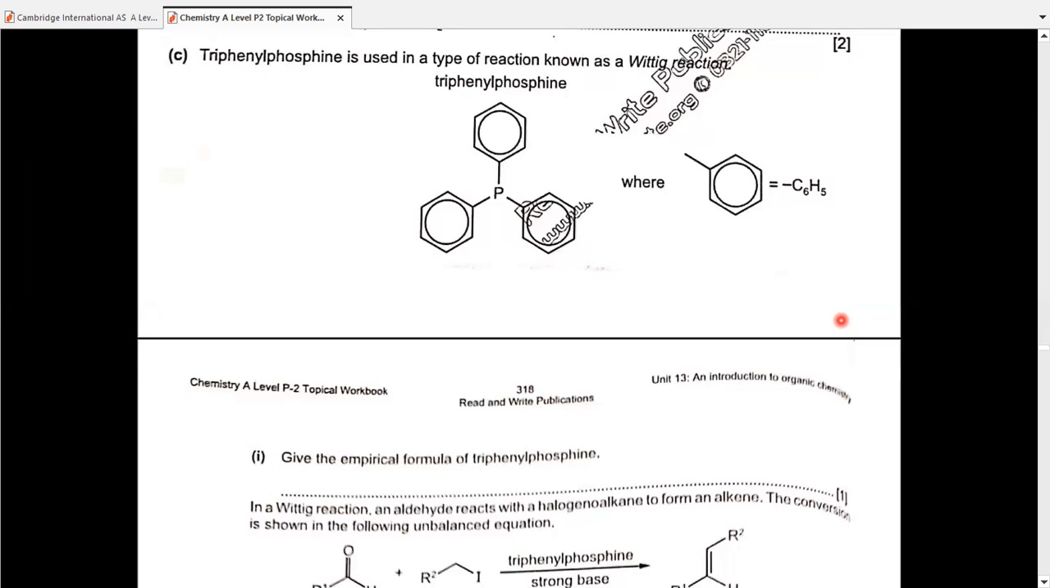Sir, C18H15P. Okay, that's the molecular formula. Good. What about the empirical formula? Sir, 18 and 15 are divisible by 3. Okay, so the answer to the empirical formula would be C6H5P.